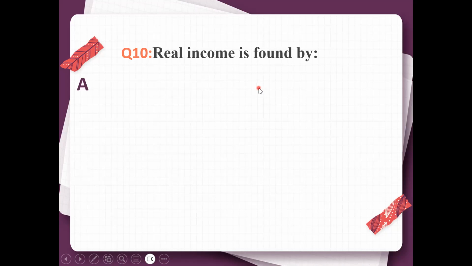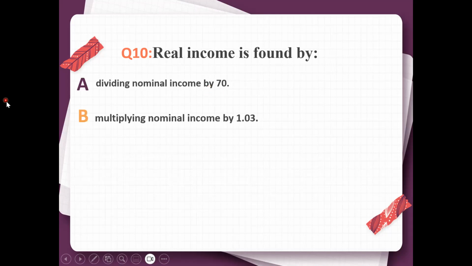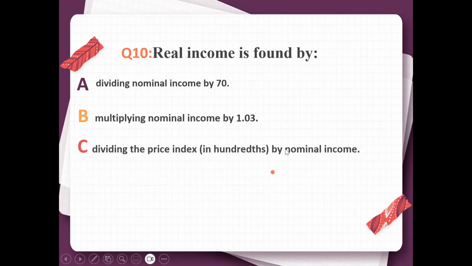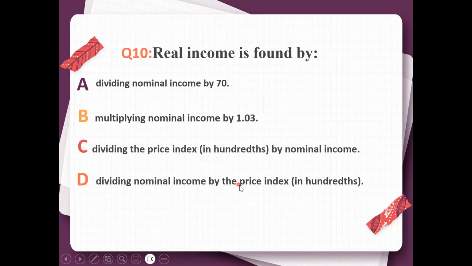Real income is found by dividing nominal income by 70, multiplying nominal income by 1.03, dividing the price index in hundreds by nominal GDP, or dividing nominal income by the price index. Real income is nominal income divided by the price level or price index in hundreds. So the right answer is D.